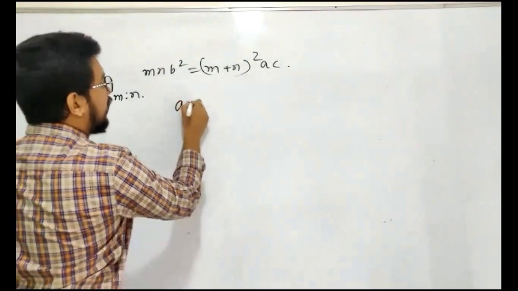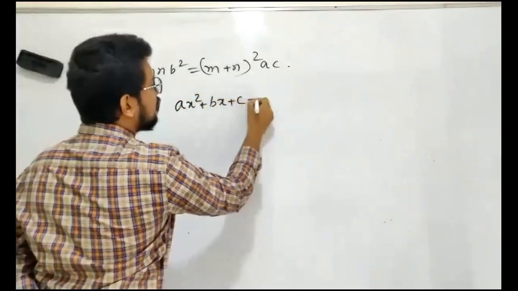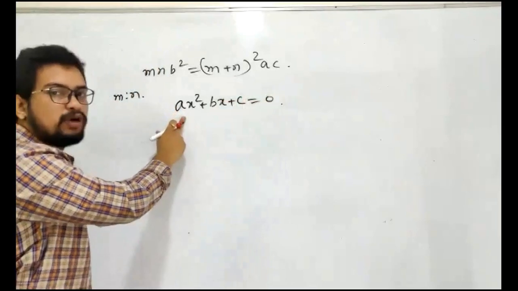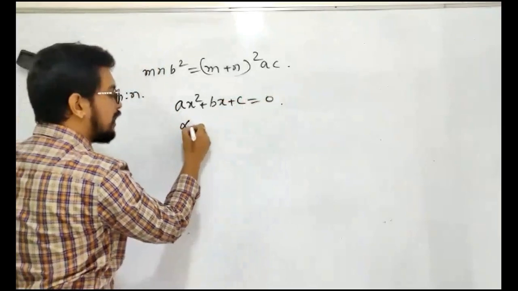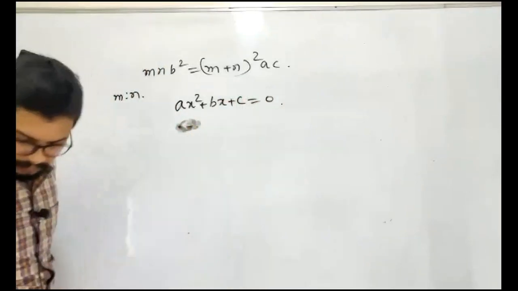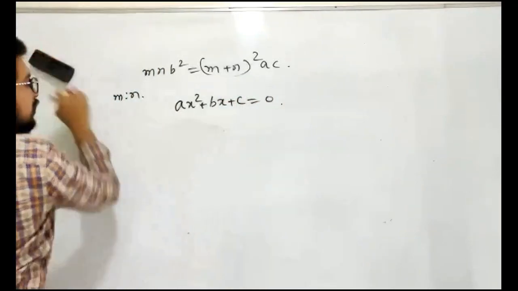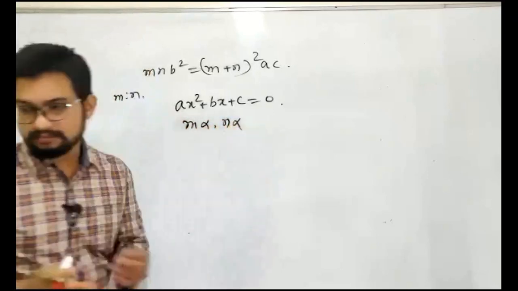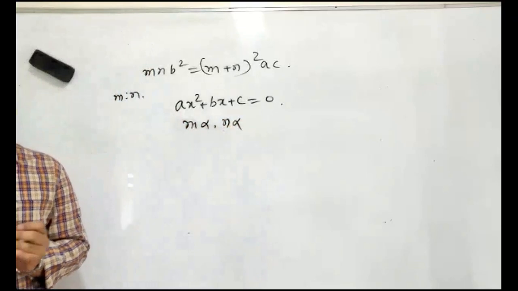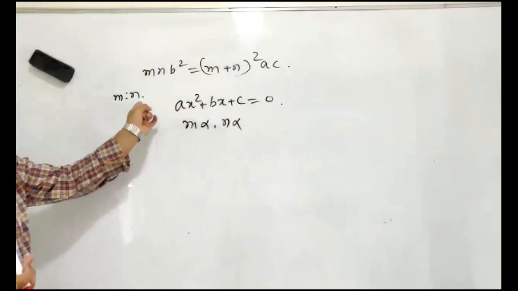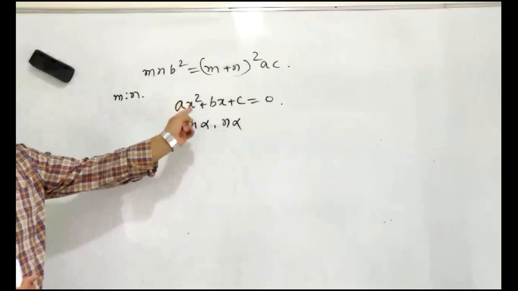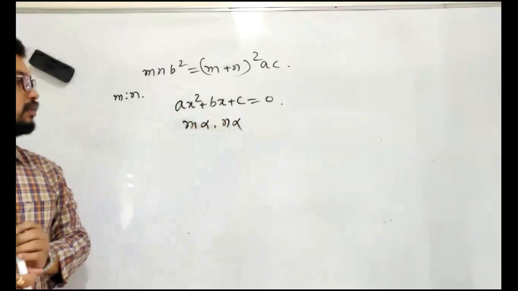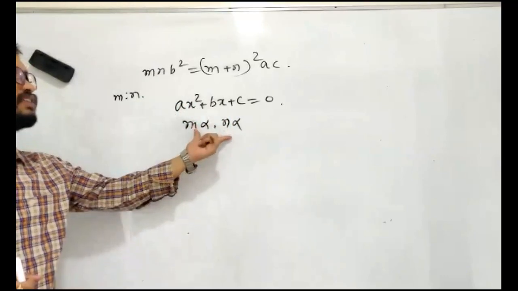So let's say I'll take ax square plus bx plus c is equal to 0. For this quadratic, let us take the roots to be in the ratio of m is to n. So I'll take the roots as m alpha comma n alpha. These are the roots, so the ratio of these roots will be m is to n.